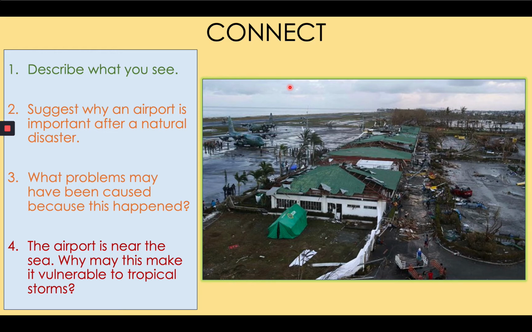4. The airport is near the sea. Why might this make it vulnerable to tropical storms? Tropical storms have a number of major hazards associated with them. The 2 main ones are high winds and storm surges. Being located near the sea, especially on a low-lying area of land such as this, made the airport very vulnerable to Typhoon Haiyan's storm surge.